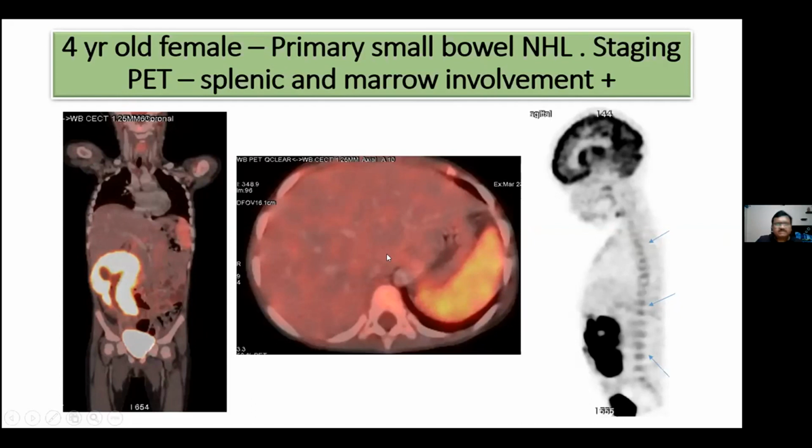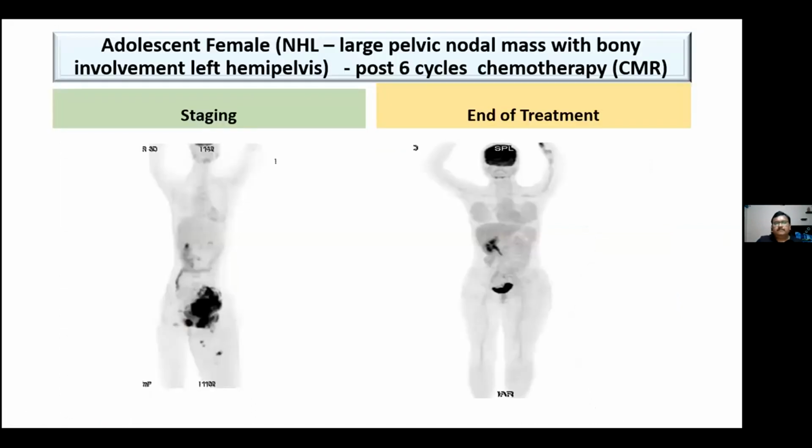So this upstages the disease. Many times we have seen the PET upstaging the disease. Now, an adolescent female with a pelvic mass with bony involvement seen in the left hemipelvis is an NHL. Post 6 cycles of chemotherapy, we see a complete response. Just see how beautifully we are seeing the staging and end of treatment.